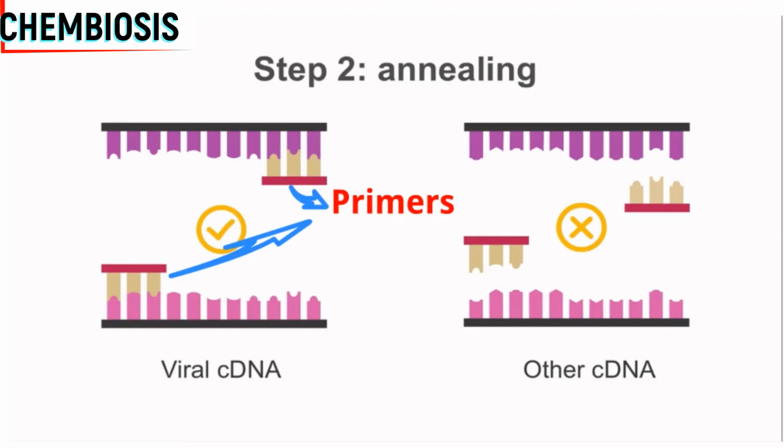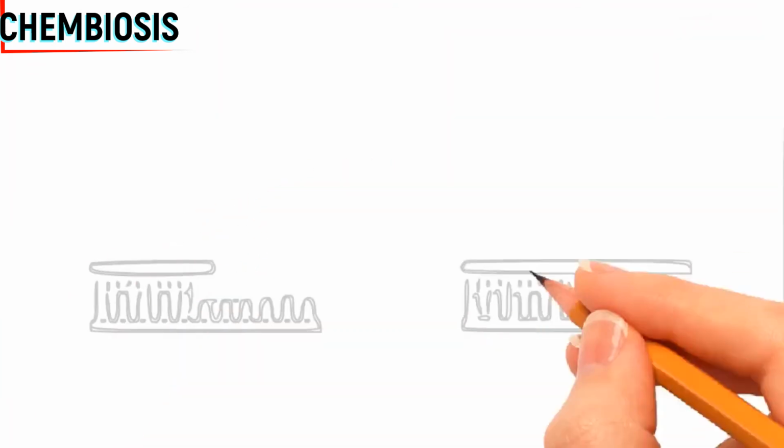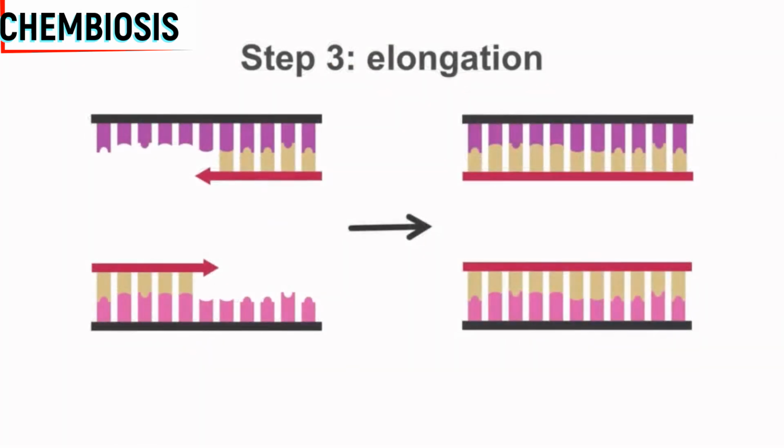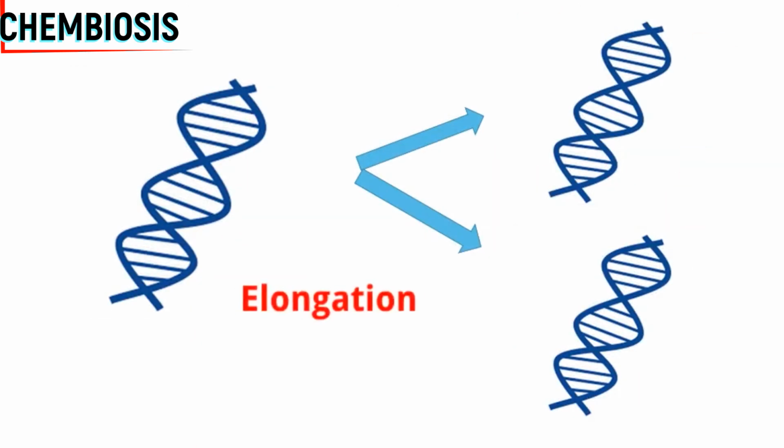The third step is called elongation, where an enzyme is being used which is named polymerase. This enzyme adds nucleotides to the side where the primer is being attached. This polymerase enzyme uses the original DNA strand as a template to complete this elongation step. So friends, as you can see, after the completion of the elongation step, we get two double-stranded cDNA from one cDNA.